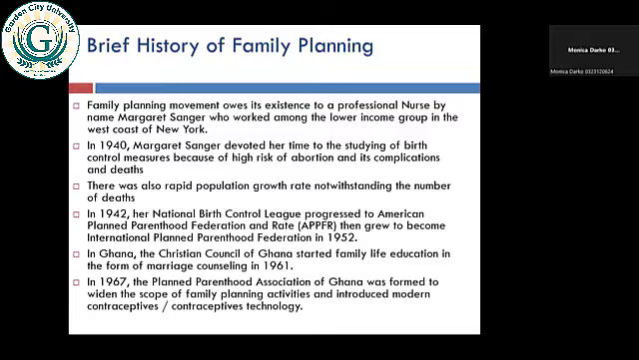And that in 1942, her National Birth Control League progressed to the American Planned Parenthood Federation, and then became the International Planned Parenthood Federation in 1952. And that in Ghana, the Christian Council of Ghana started family life education in the form of marriage counseling in 1961. And in 1967, the Planned Parenthood Federation of Ghana was formed to widen the scope of family planning activities, and they introduced modern contraceptives and contraceptive technology.